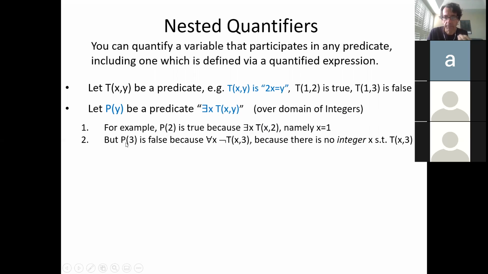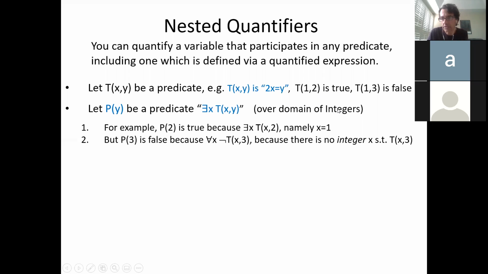Now, P of 3 is false, because if I instantiate with 3, then this says there exists an x such that twice x is 3. And that statement is false. There is no x such that twice x is 3 over the domain of integers, right? So in reals or rationals, it does exist. It's 3 halves, right? 1.5. But over integers, it doesn't exist.